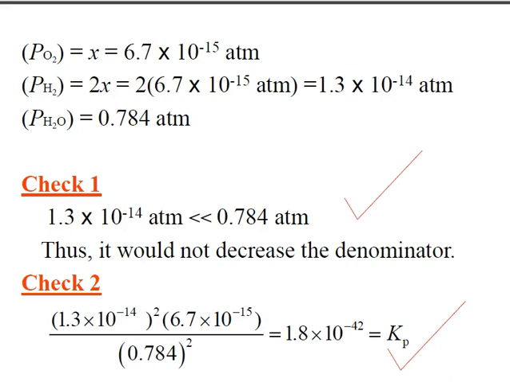Check 1 compares x to our original value, and it was much smaller. And then check 2 plugs in x to our expression to make sure we get the right Kp value. Both of these things are solidifying the fact that it's okay to ignore x in these instances. Now, if K is greater than 1 times 10 to the negative 4th, these checks would show us that it's not okay to eliminate x in those instances. But as long as K is less than 1 times 10 to the negative 4th, it should be okay to eliminate x.